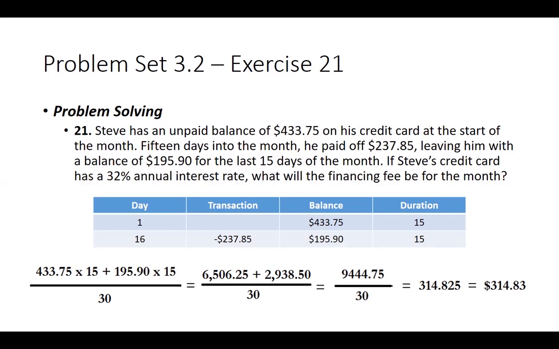Now here we need to take everything that's in the words and we need to put it into the table. On day one, there was a balance of $433.75. It stayed that way for 15 days. 15 days into the month, he paid off $237.85, so that's a subtraction, leaving him with a balance of $195.90 for the last 15 days of the month.